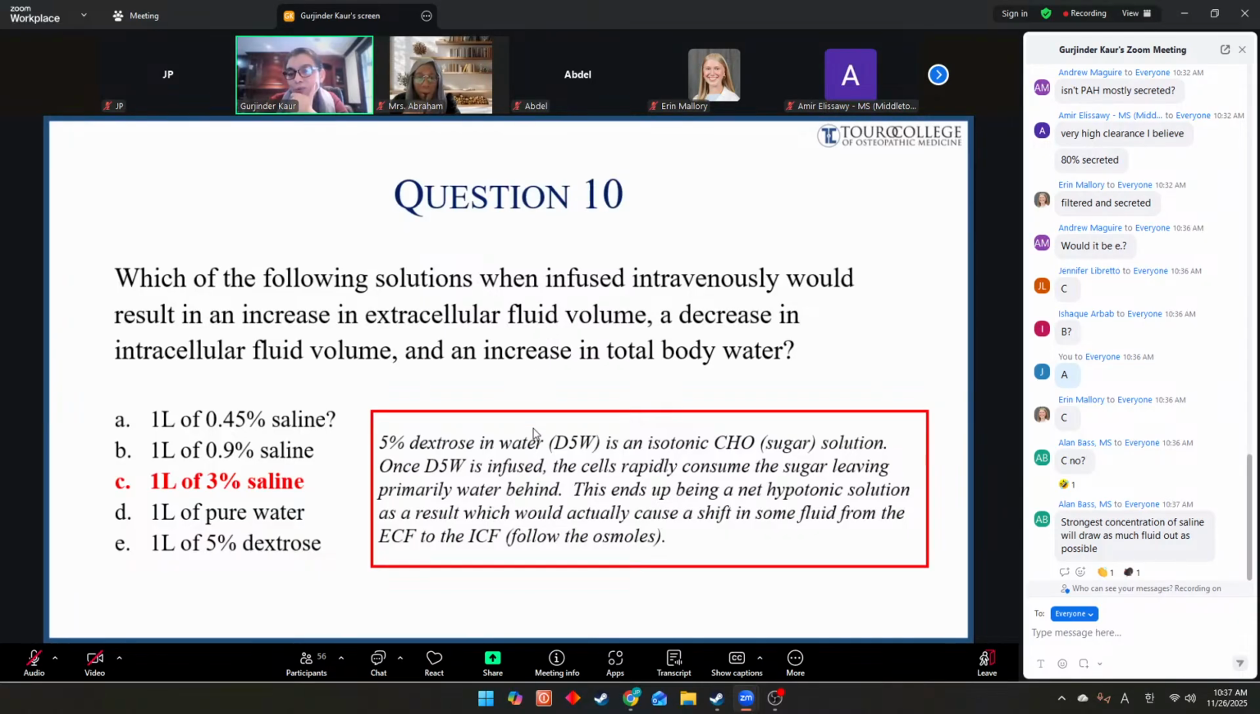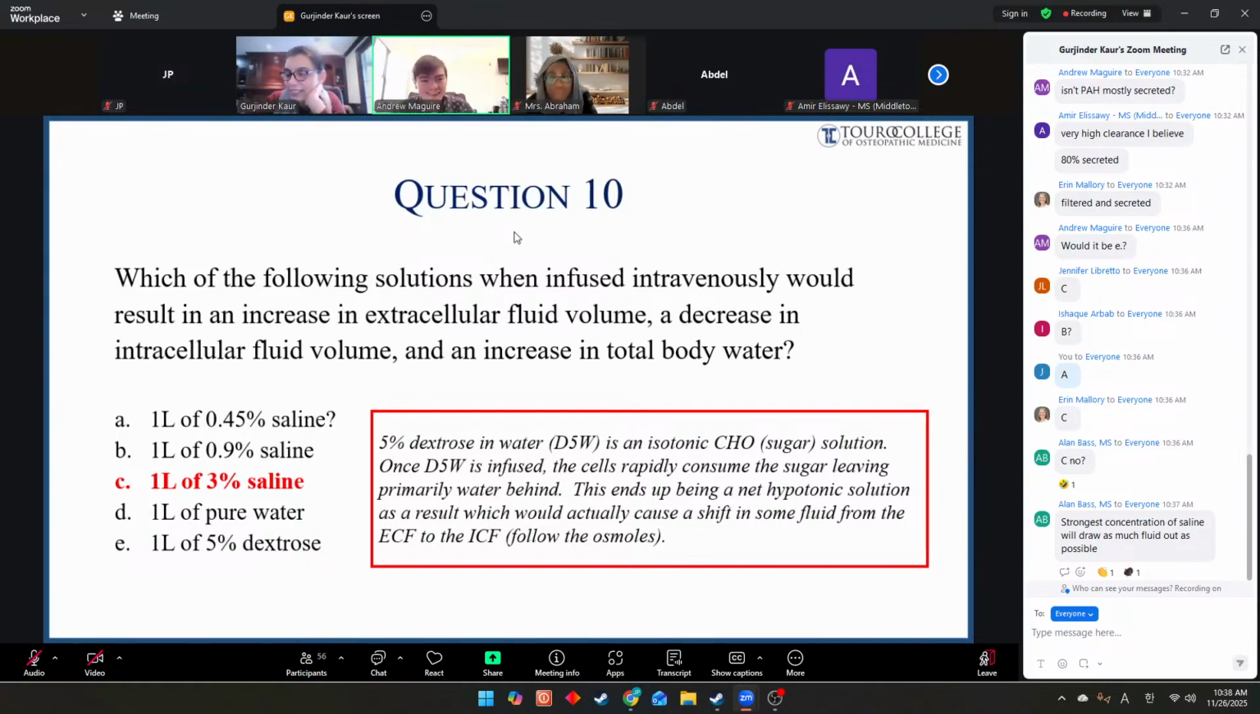And why is dextrose not correct? Did you get the point now? Andrew, you had said E, right? So you got it now? So what will happen? Would you like to explain it? Did you get it? Oh, yes, thank you. Yeah, I got it. Would you like to explain it? I wrote it up there.